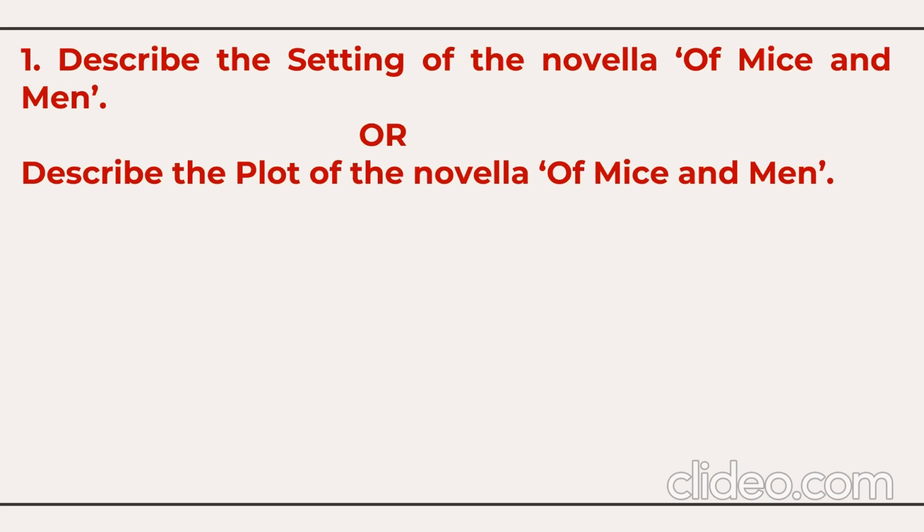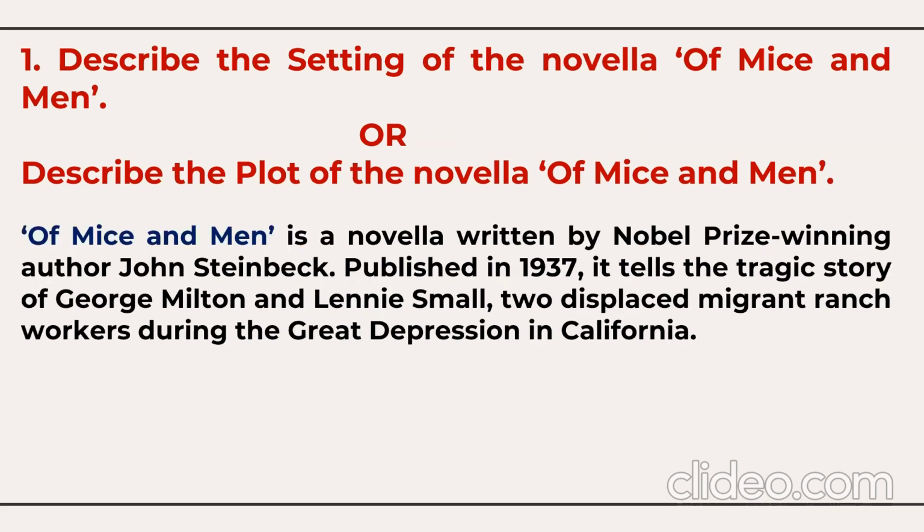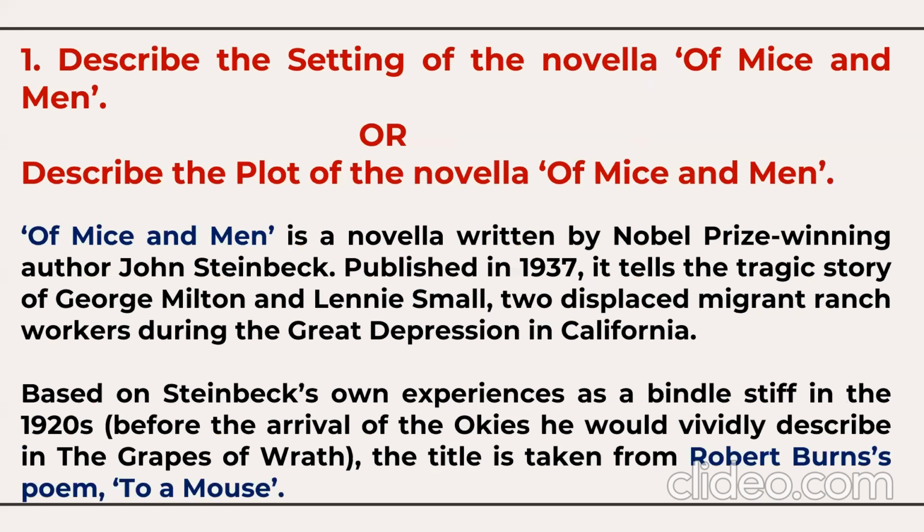So let's see how. Of Mice and Men is a novella written by Nobel Prize winner author John Steinbeck. Published in 1937, it tells the tragic story of George Milton and Lenny Small, two displaced migrant ranch workers during the Great Depression in California. Based on Steinbeck's own experiences as a bindle stiff in the 1920s, the title is taken from Robert Burns' famous poem, To a Mouse.